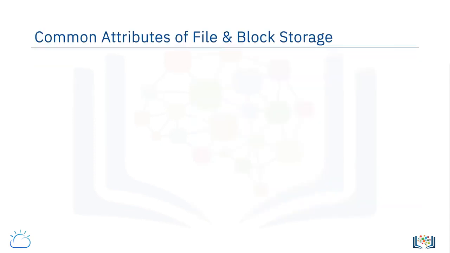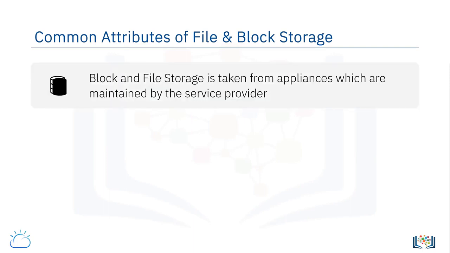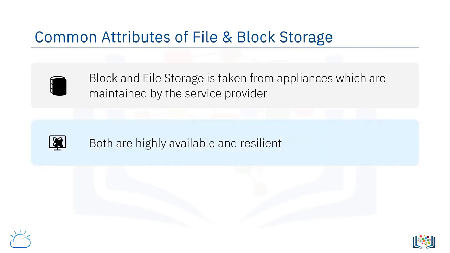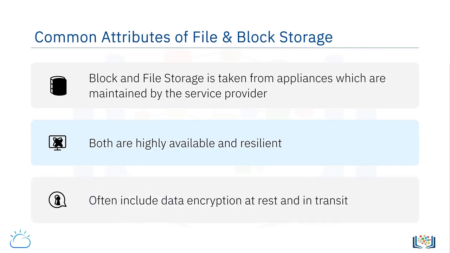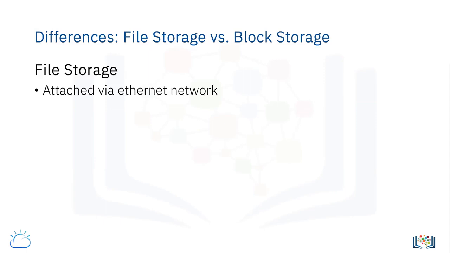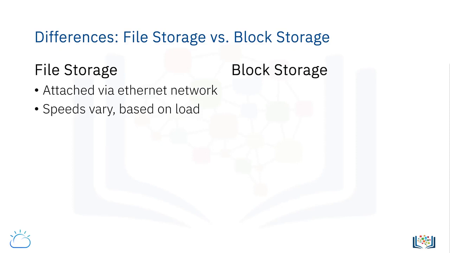So, to summarize the commonalities and differences between these two storage types, block and file storage is taken from appliances which are maintained by the service provider. Both are normally highly available and resilient and will often include data encryption at rest and in transit. File storage is attached to a compute node using an Ethernet network, so it is sometimes called network attached or NFS storage. File storage is very reliable, but the speed of the connecting network can vary based on load. Block storage is attached via a high-speed fiber network, which is very reliable and consistent.